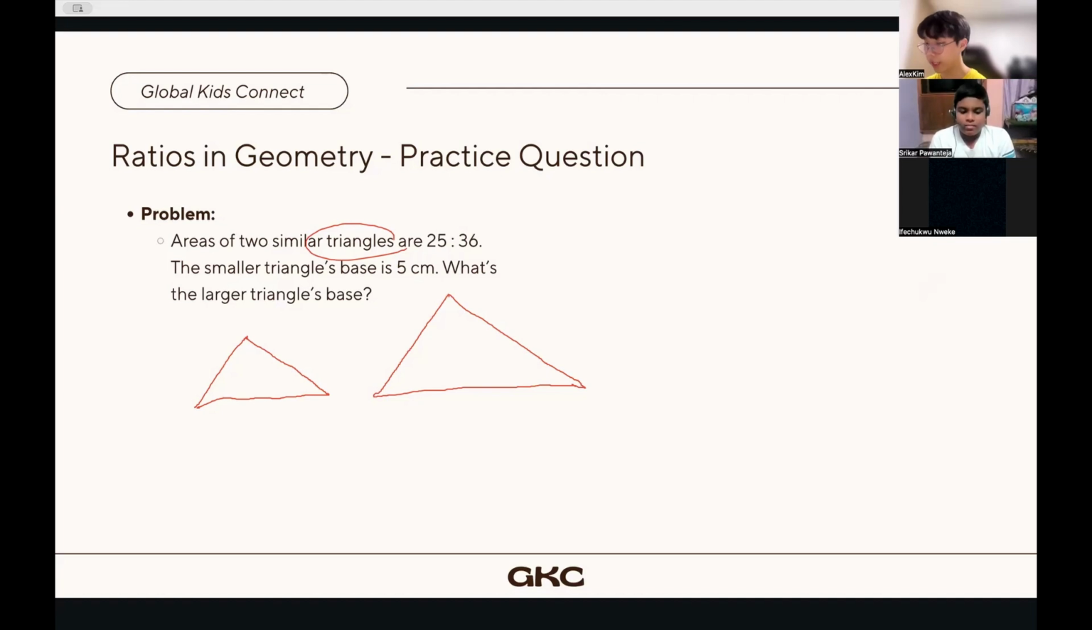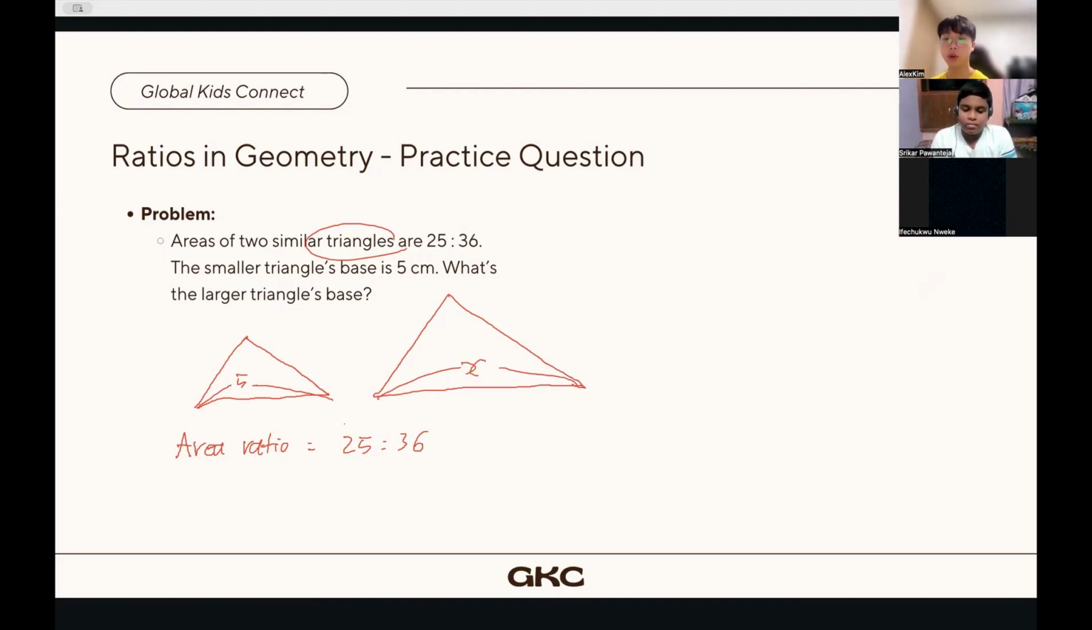So the area ratio the problem gives us is 25 to 36. Then we are given that the smaller triangle's base is 5 centimeters, so we'll write a 5 here. And we need to find the larger triangle's base, so we can write that as x.